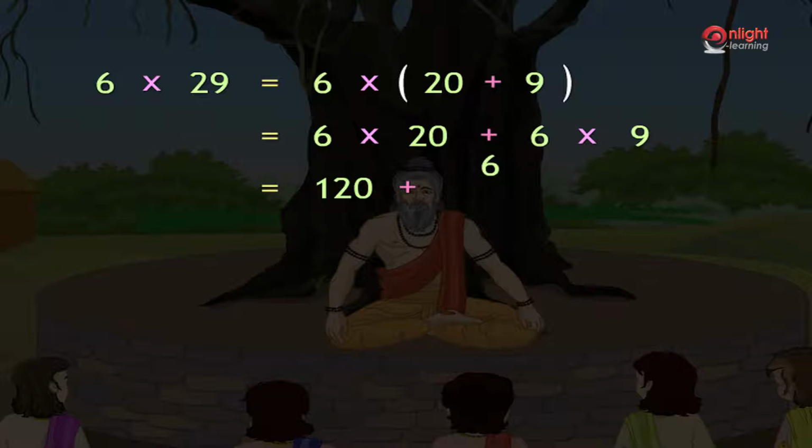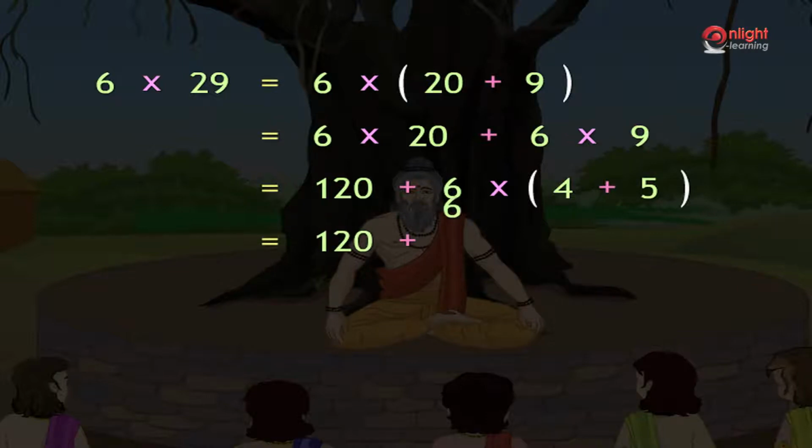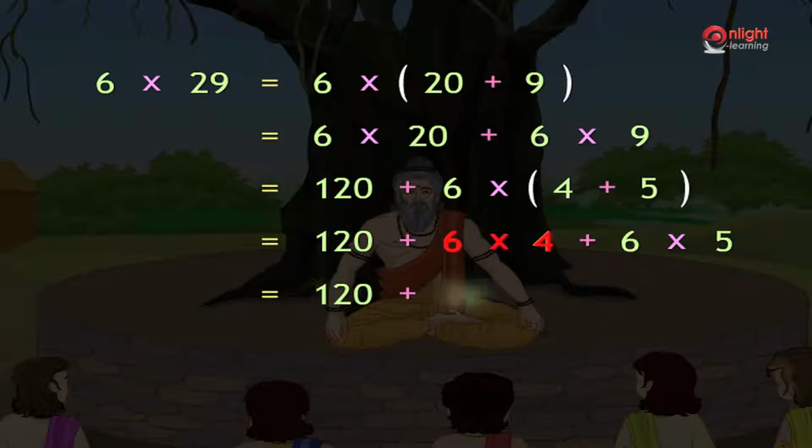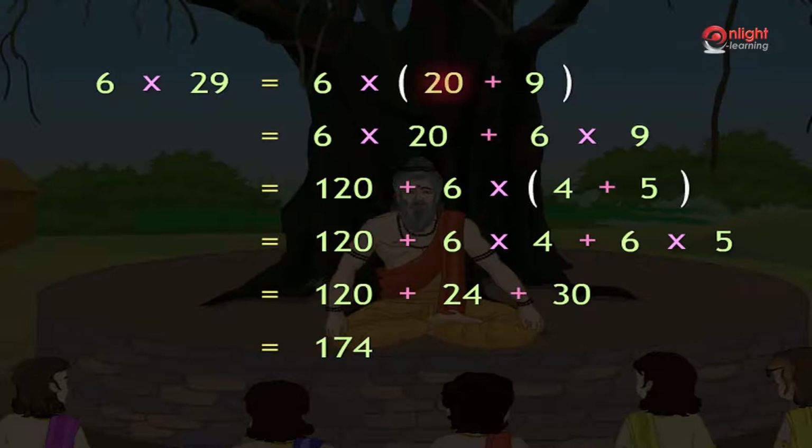So we have to split the number 9 again as 4 plus 5. Then multiply 6 by 4 and 6 by 5 and add all the products, that is 120 plus 24 plus 30, we get 174. Instead of breaking up the numbers in this way, we can break one of the multiplicands with multiples of 10, as multiplying by multiples of 10 is easy.